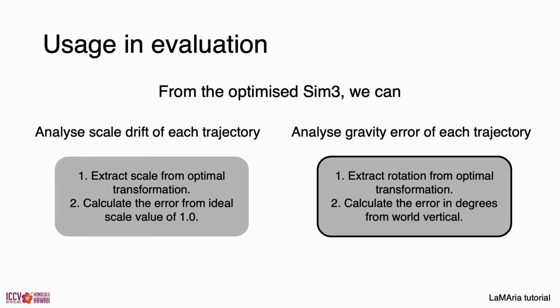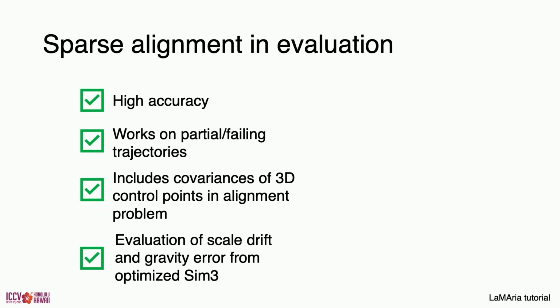This evaluation is our primary evaluation in this data set, since it's also our high accuracy evaluation. Some usefulness of this evaluation is that, like I mentioned, it's high accuracy. Second is that it also works on partial and failing trajectories. For example, if you have a sequence that is not estimated fully, then those particular scores will be 0 for those control points.